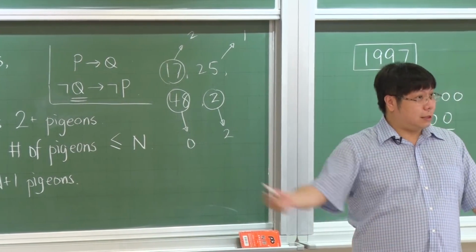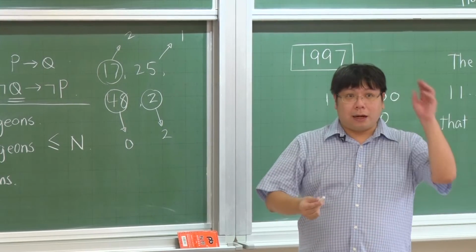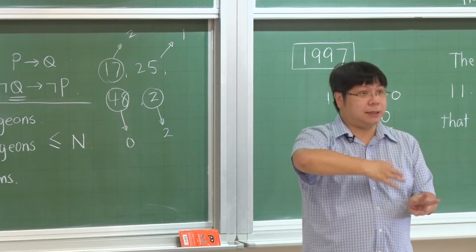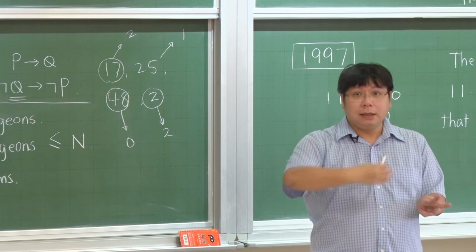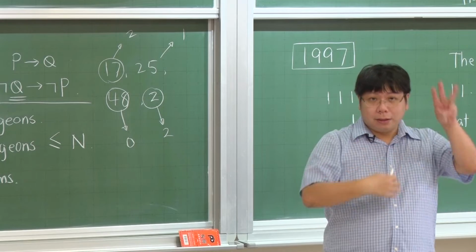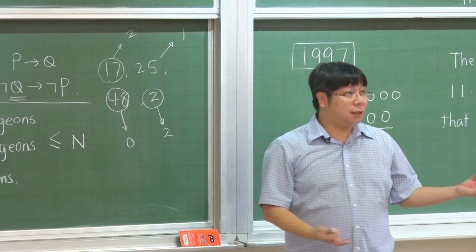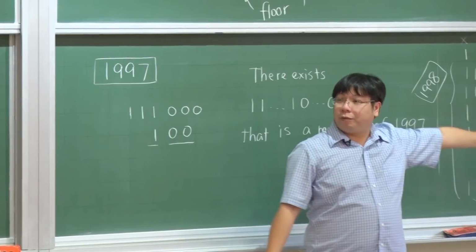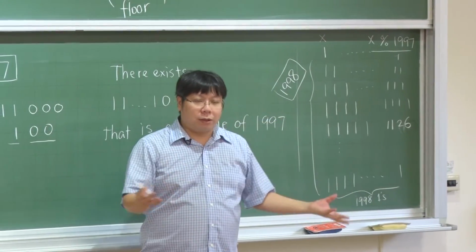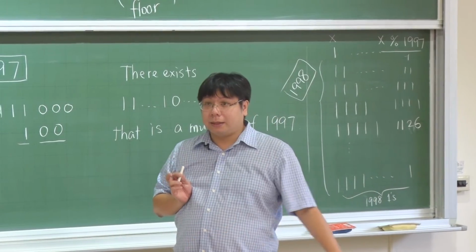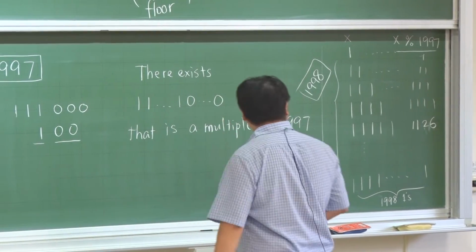This is the pigeonhole principle. There are only 3 options, but there are many things that need to pick these 3 options. In that sense, 2 or more of them will be mapped to the same hole. Is that okay? So in these 1998 numbers, each one has a remainder, and then at least 2 of them will have the same remainder. Okay, good.